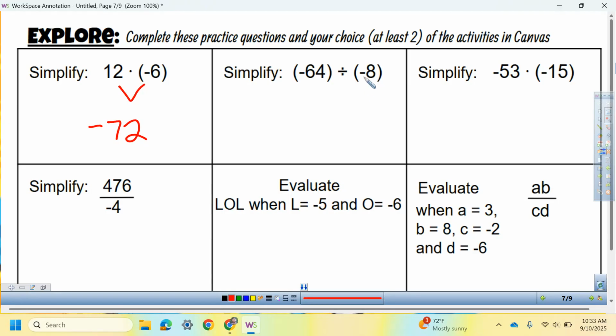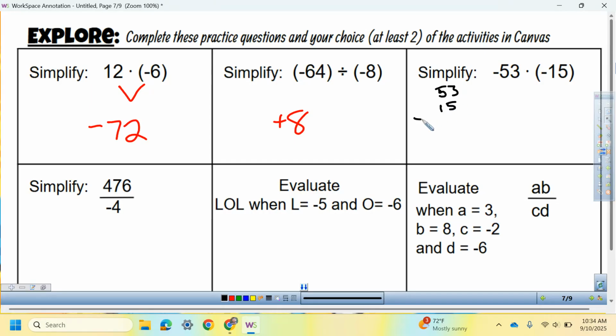Second one, a negative divided by a negative. Signs are the same, so it's got to be positive. I know 8 times 8 is 64, so the answer must be positive 8. Oh, this next one, we're going to have to work this out a little. But negative times a negative, we know it's going to be positive. So let's see what it's going to be.